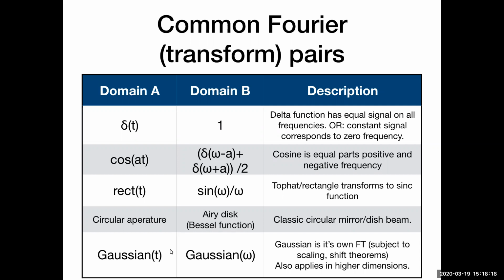And finally, the other very common one is that if you have a Gaussian function, it transforms into another Gaussian function. So it's the easiest one to remember, and it's one of the reasons that Gaussian functions are quite easy to work with in Fourier analysis. It's also subject to some of the previous theorems, so if you shift the center of the Gaussian, it applies the phase wrapping from the shift theorem. If you make the Gaussian wider in one domain, it becomes narrower in the other, and so on. And the other nice thing is that this property extends to higher dimensional Gaussians. So you can have two-dimensional Gaussians or even higher.